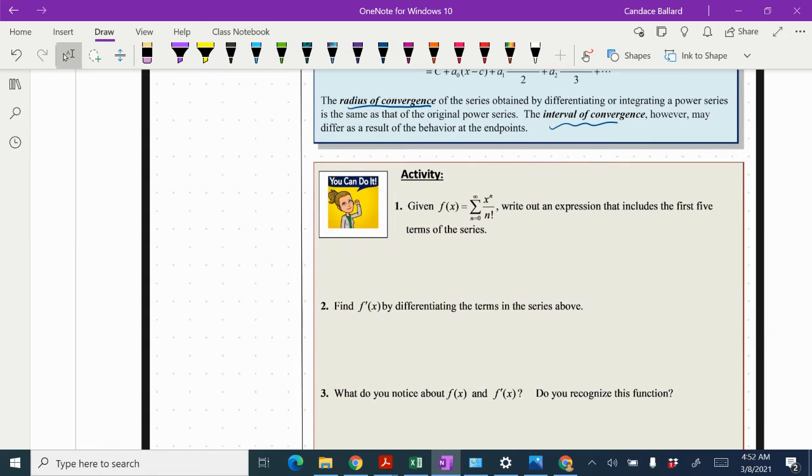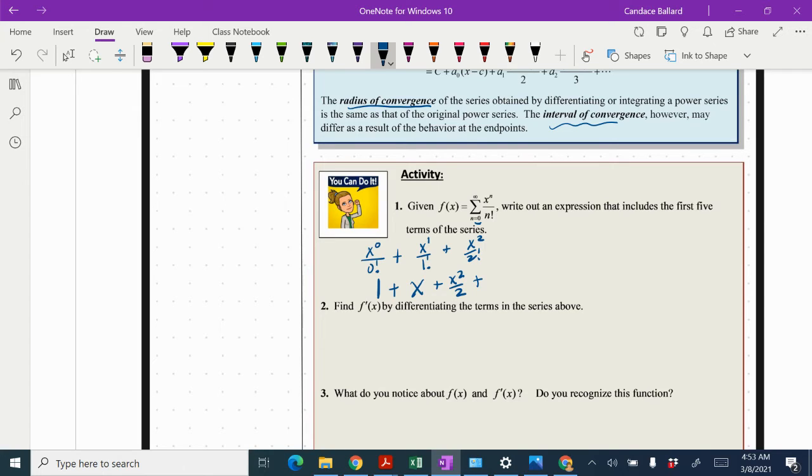So let's take a look at this series in this little activity. We're given the series, n equals 0 to infinity of x to the n over n factorial. They want us to write out an expression that includes the first 5 terms of the series. So I'm just going to start plugging numbers in. I'm starting at 0, so I have x to the 0 over 0 factorial, which is 1 over 1, or just 1. Then I have x to the first over 1 factorial, which is just x. Then x to the second over 2 factorial, which is x squared over 2.